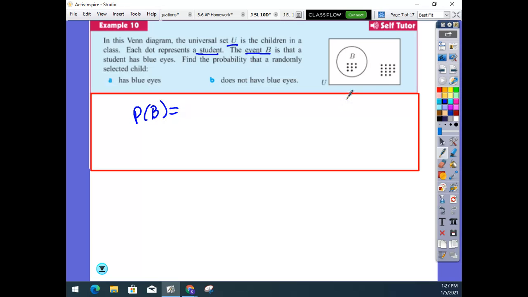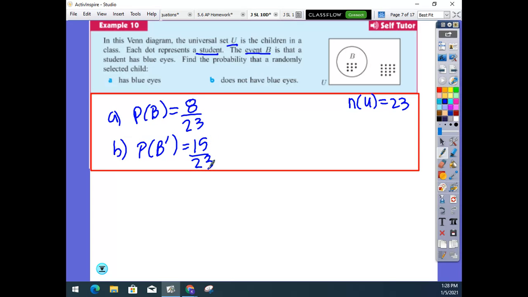All right, so first of all, let me do what's the number in our universe. 1, 2, 3, 4, 5, 6, 7, 8, 9, 10, 11, 12, 13, 14, 19, 19, 20, 1, 2, 3. 23 total in our universe. And then there's 8 blue out of 23. And not blue, I can always just use my prime. So this is just interpreting the Venn diagram.